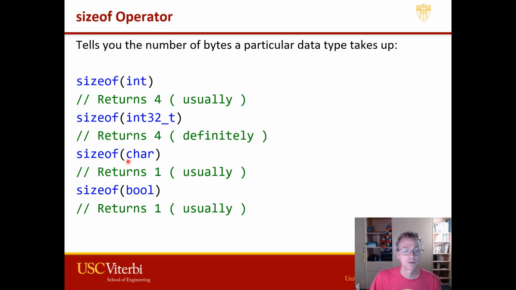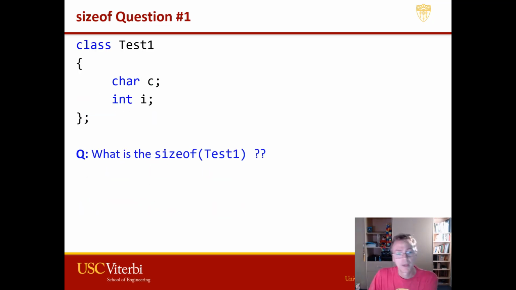And then similarly, you could do sizeof char. So that's going to be 1 byte. And sizeof bool returns 1 byte. Sizeof will give you the size of anything.